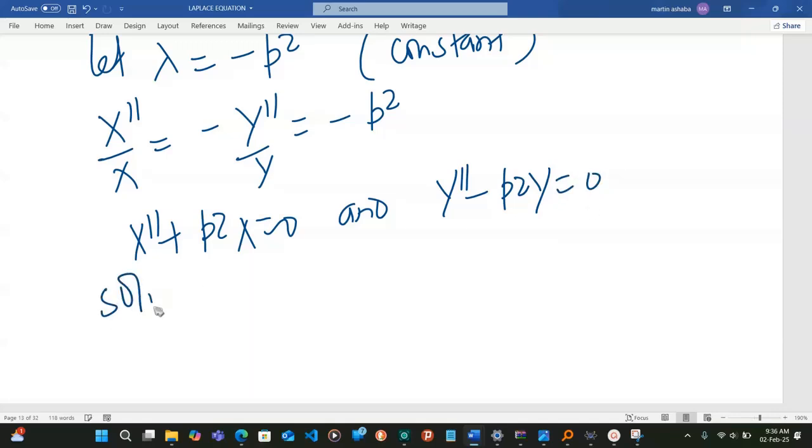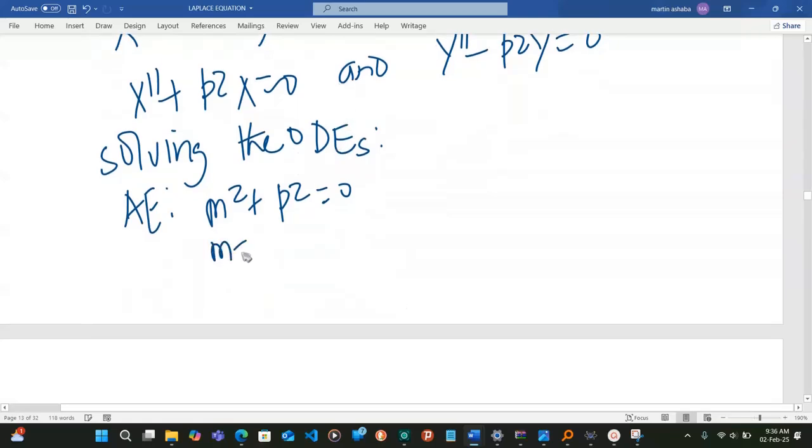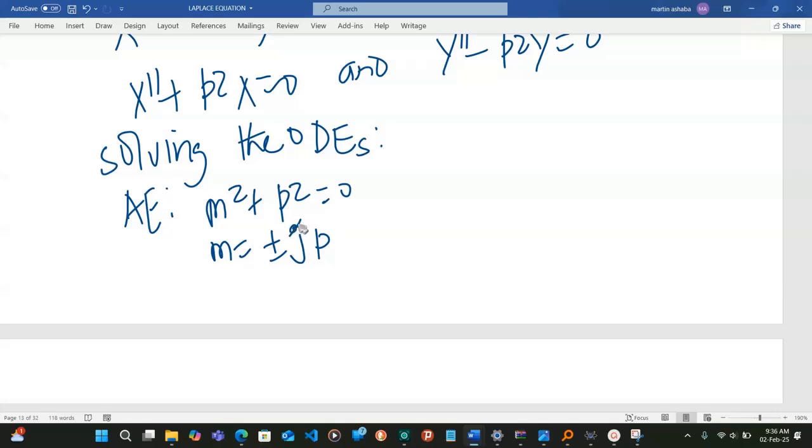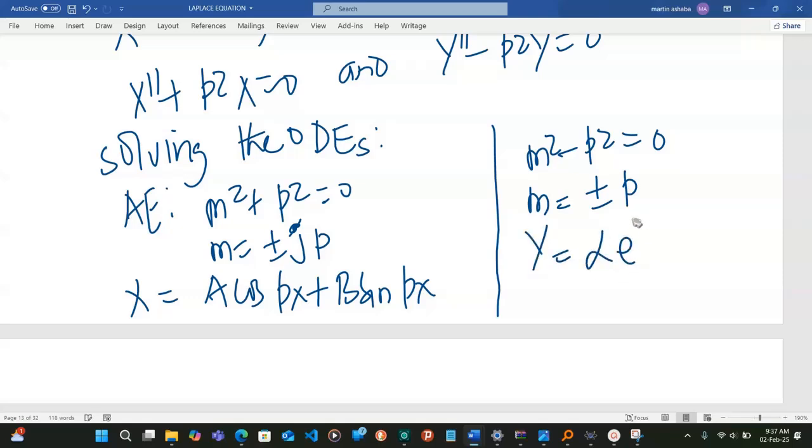So solving the ordinary differential equations, we will first of all use auxiliary equations, whereby for this case we'll have m squared plus p squared is equal to 0, and this will give us what? m is equal to plus or minus jp, okay? j is a complex number, so we will find ourselves with x equivalent to a cos px plus b sin px. Then what about this side, whereby m squared minus p squared for the case of y is equal to 0, and m is going to be plus or minus p, and then the solution becomes alpha exponential py plus beta exponential negative py. So alpha and beta are just arbitrary constants, a and b are just constants.